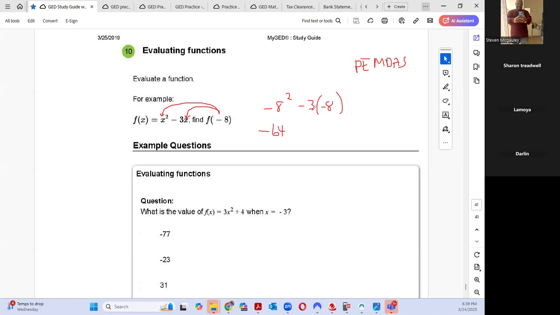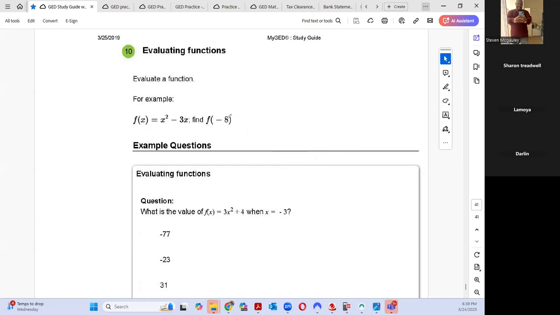Two negatives make a positive. That's right. That would be -40. That is incorrect. Oh, yeah. This is what you were supposed to do.